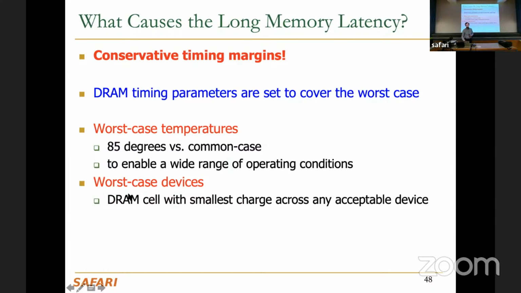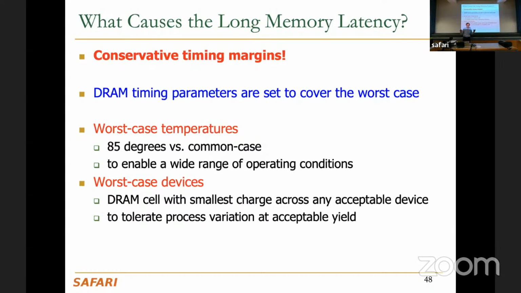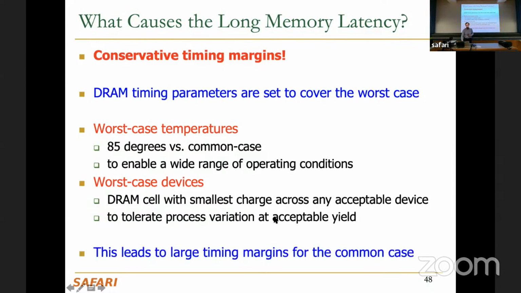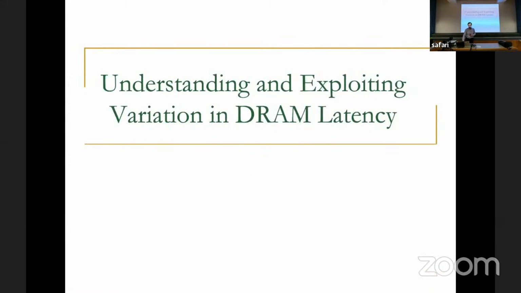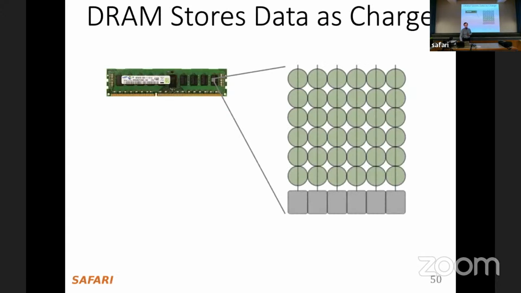Essentially, you're trying to cover for the DRAM cell with the smallest charge across any acceptable device. Basically, the slowest DRAM cell determines your latency, so that you can tolerate process variation at acceptable yield and acceptable cost. And this leads to very large timing margins for the common case. Now, let's try to understand and exploit this variation in DRAM latency.